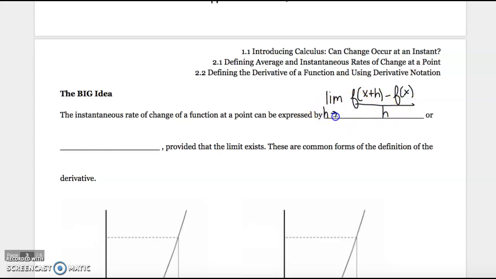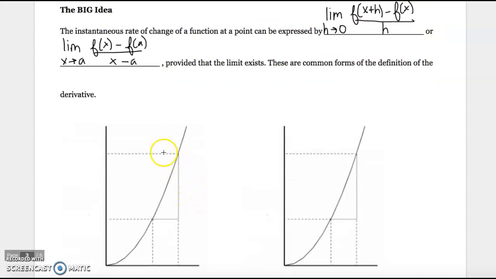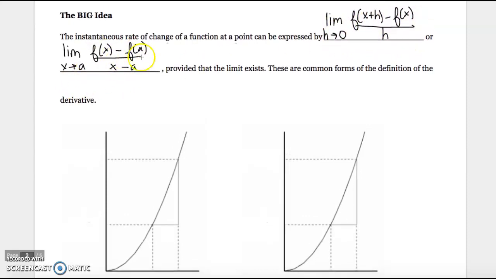And we want that h to approach 0, because then these two y values would get really, really close to each other, and the x values would get really close as well. An alternative form of that definition is the limit of f of x minus f of a all over x minus a. And that basically means that you want your x value to approach a, provided that the limit exists. These are common forms of the definition of our derivative. This one's the most standard one, and this one's often referred to as the alternate form.